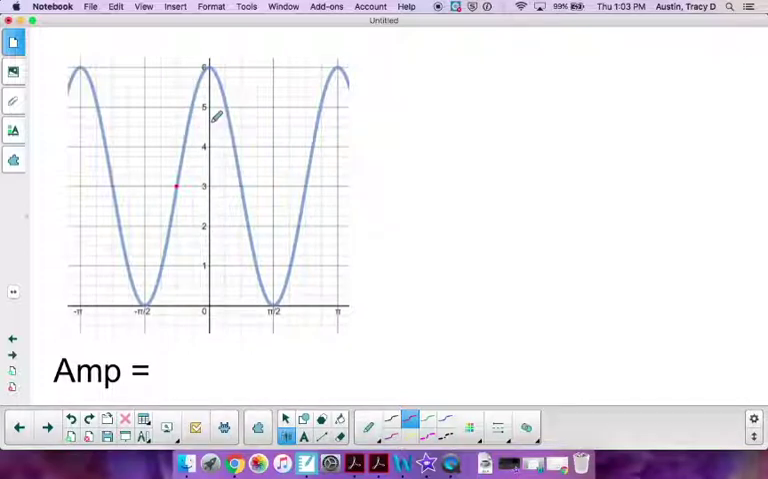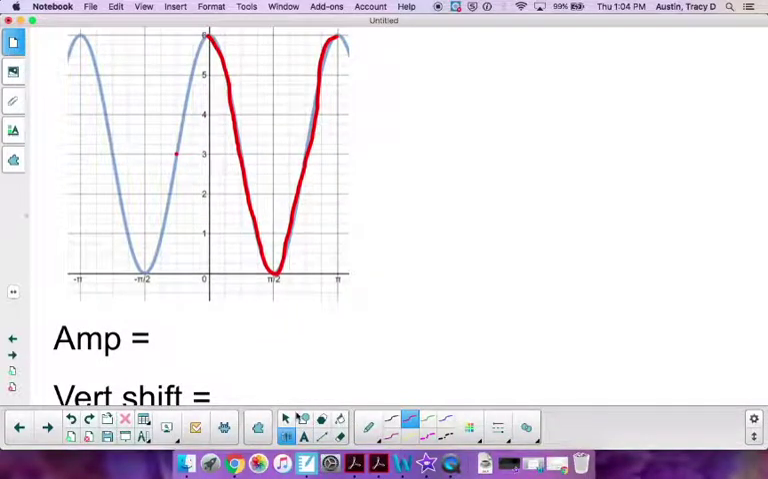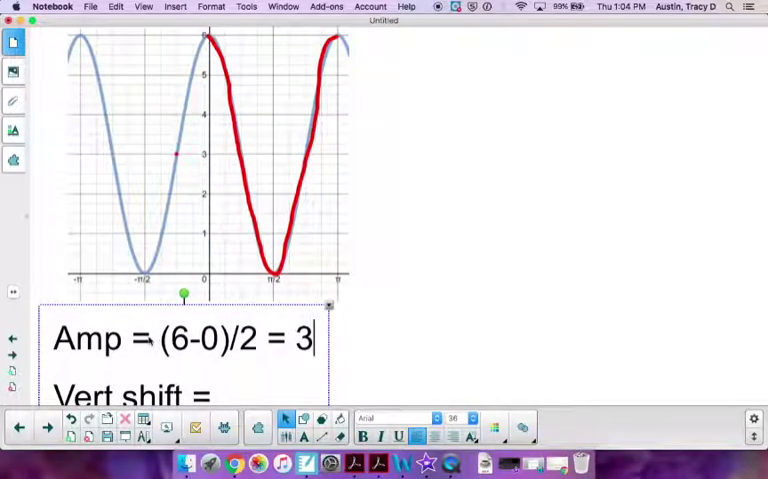But easiest in this case, since we can say it starts at 0 on the top, we can call this a cosine function instead. Okay, so we're going to call this a cosine function. And amplitude, well, our minimum is 0 and our maximum is 6. So we do max minus min divided by 2, and that's going to be 3. So my amplitude is 3.